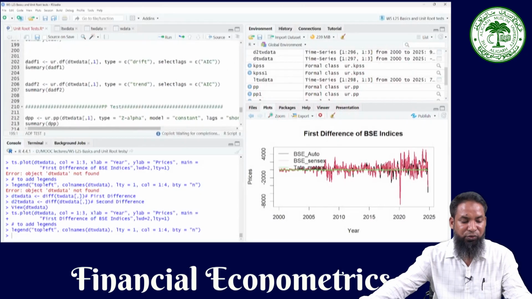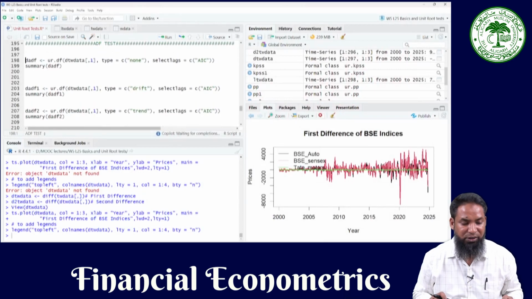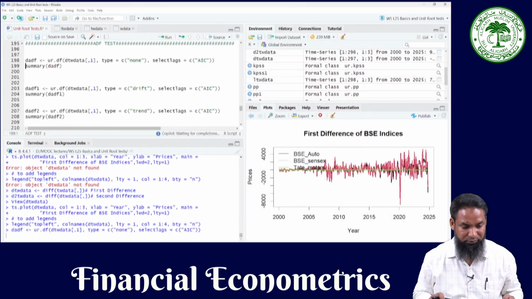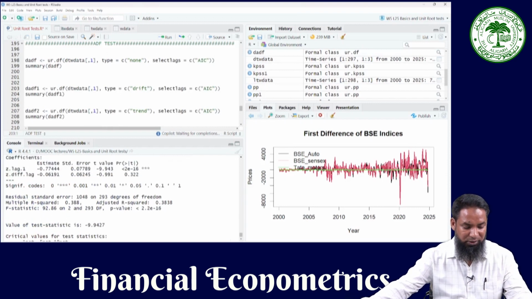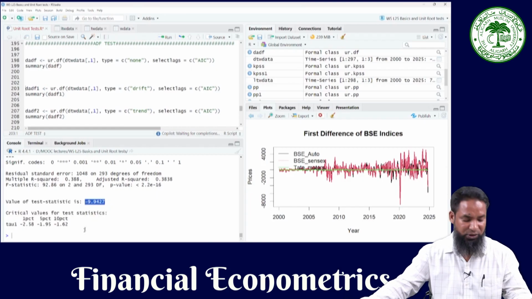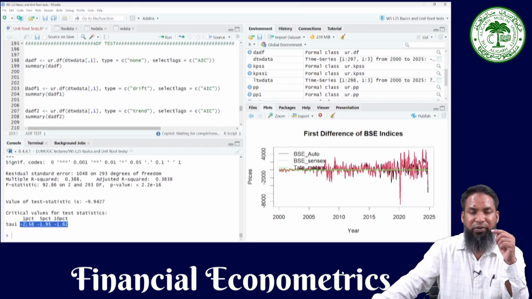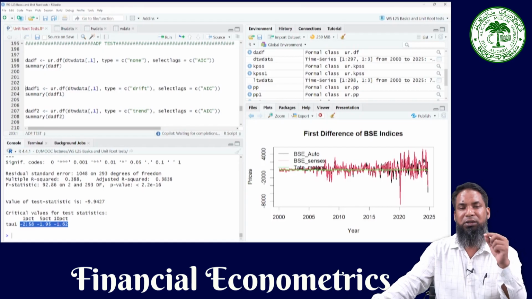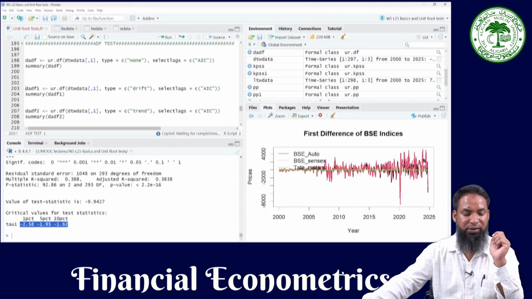The same unit root test we are running here, in the first formulation. Let us see the last part. Here we can see the test statistic is minus 9.942, which is more negative compared to the critical value. That means we reject the null. Here the null was that there is a unit root, so we are rejecting that. That means the differenced series is stationary.